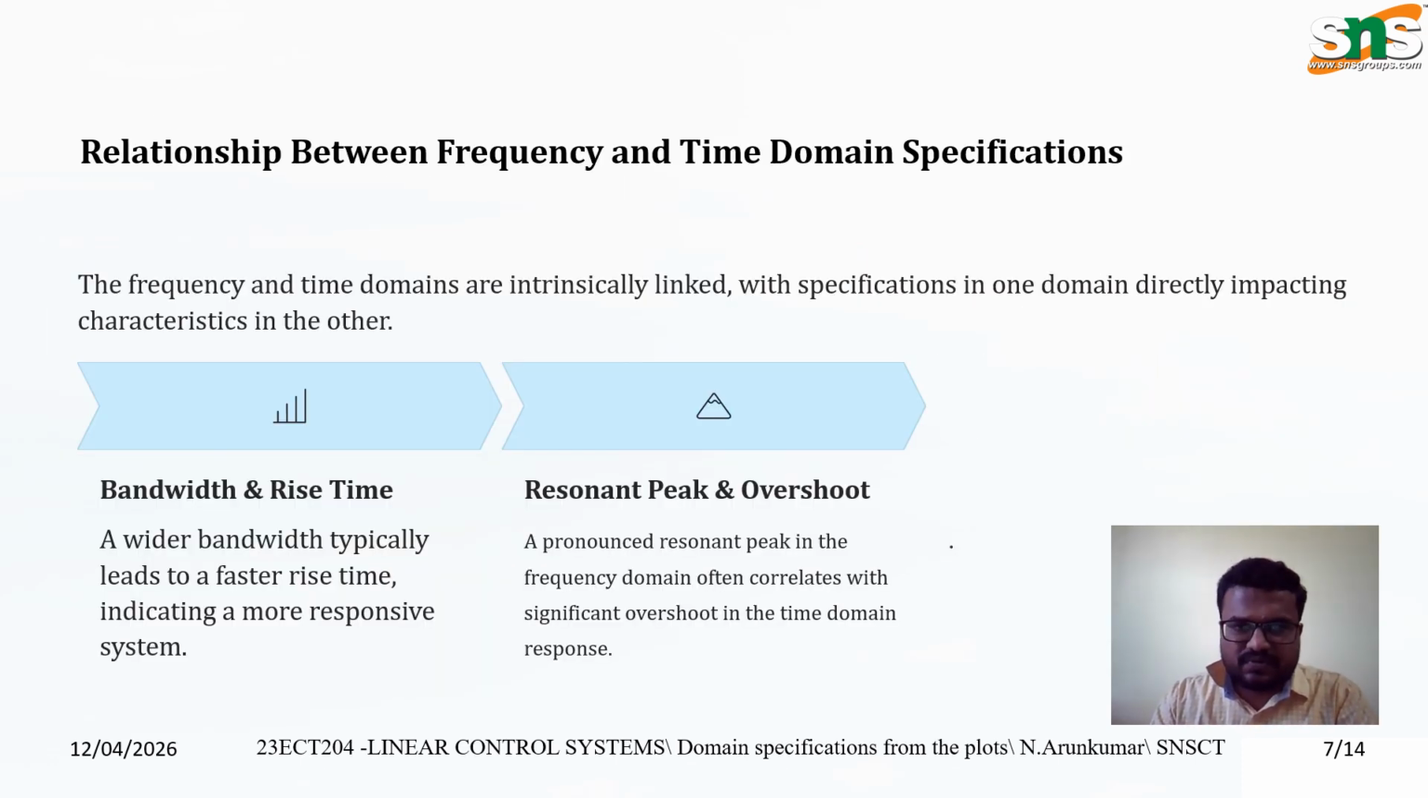On the relationship between the frequency and time domain specifications, the pure difference is bandwidth and rise time only. Bandwidth means the difference between two signals, and rise time means the exact location of the highest frequency of the system. And next one is resonant peak and overshoot. It is known that the particular frequency may not process other signals or other systems, so that is why we use resonant peak and overshoot of the systems.